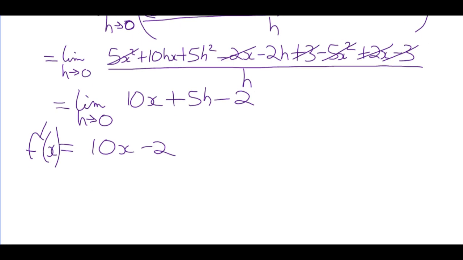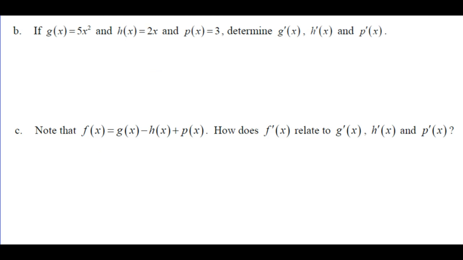Oh, what's next? New page. If g of x is 5x squared, h of x is 2x, and p of x is 3, then what's g prime of x? So it's 5 times 2x, right? We isolate the constant: it's 5 times the derivative of x squared, which is 2x. Which in future, you're just going to say 10x, right?